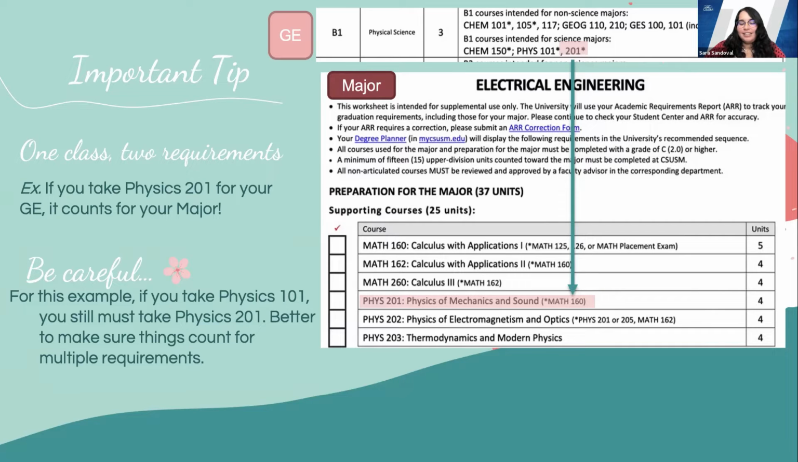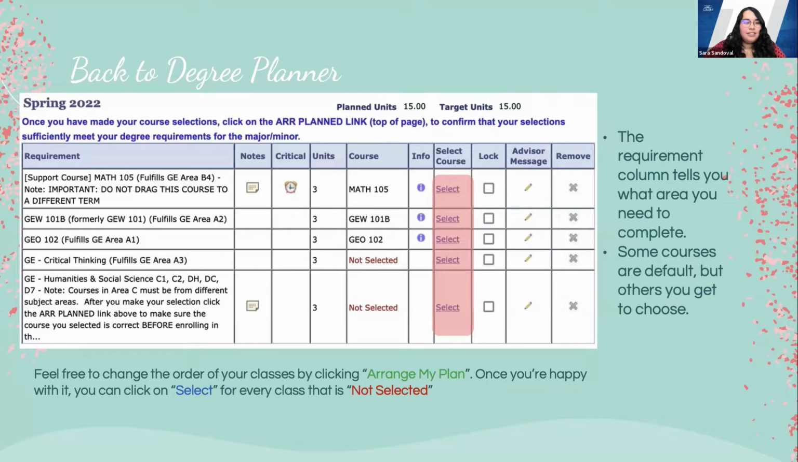Okay, let's move on. Okay, back to the actual degree planner. So once you scroll down a little bit, we're going to focus on spring 2022. So when you scroll down, you'll see this. On the left side is the requirement of the actual subject or topic. So you can see this person, they need math, they need GEW writing, GEO oral communication, GE critical thinking. It's those big 3, and then they need a random humanities in any of those areas.